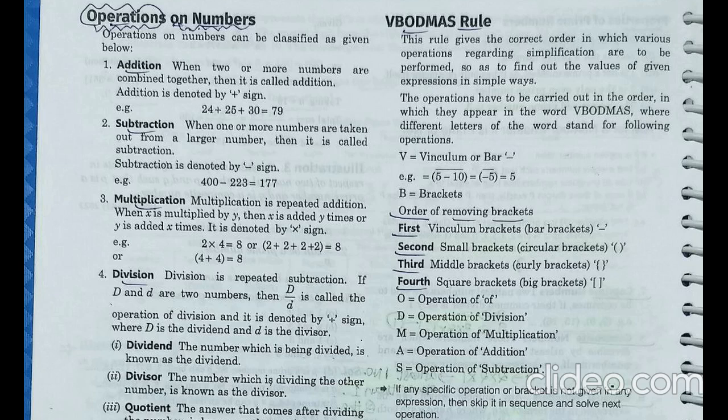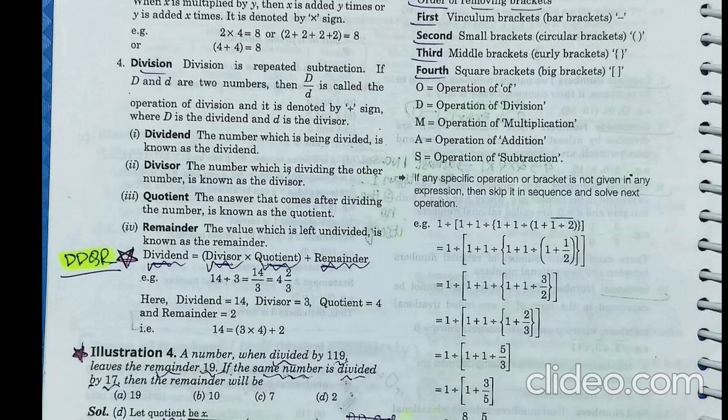Operations are simply different kinds of operations like addition, subtraction, multiplication, and division, right? So division is nothing but the dividend divided by the divisor. Remember this thing. The rest of the things are very basic like addition, subtraction, multiplication, but for division, remember that division is equal to dividend divided by divisor, right?